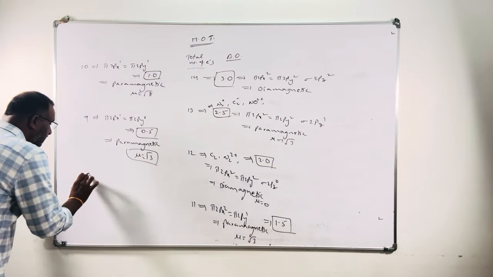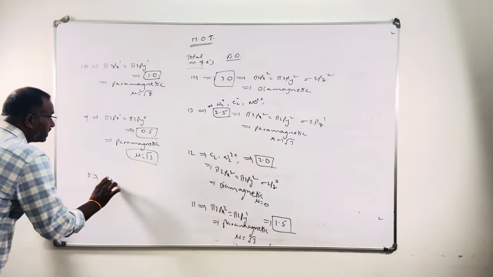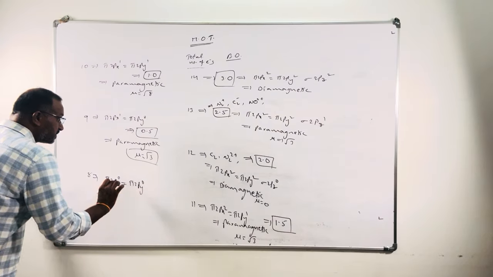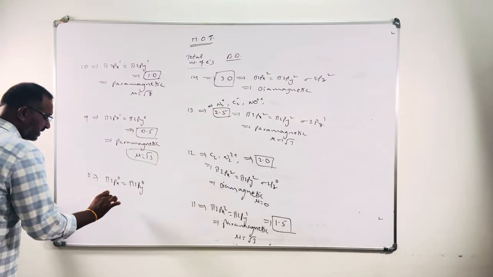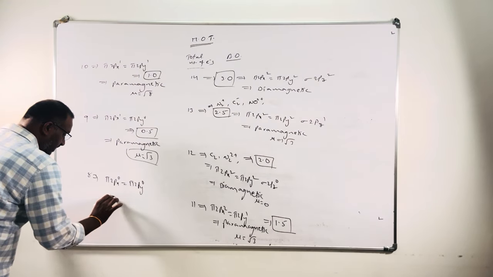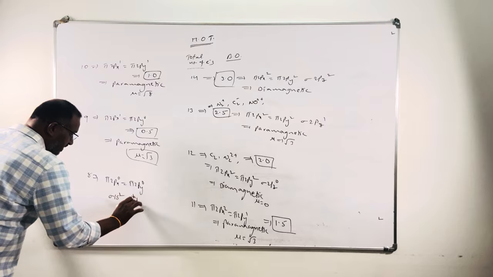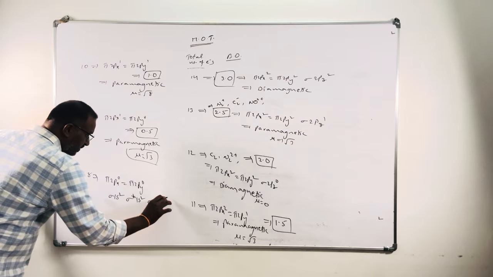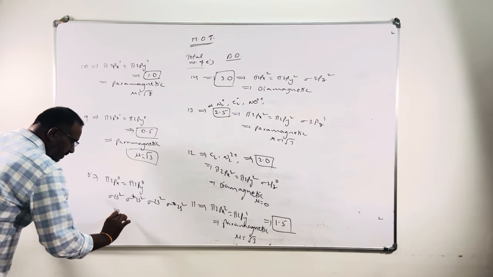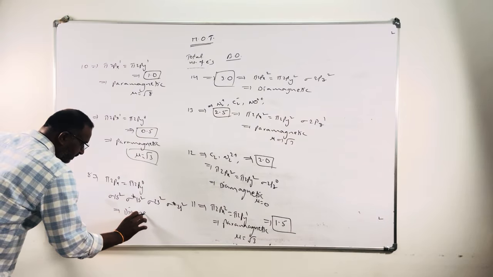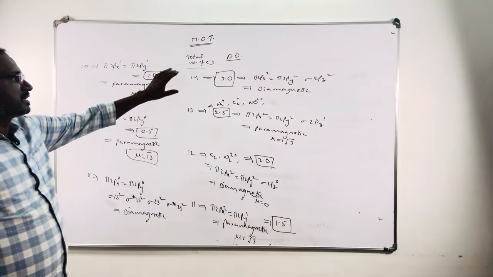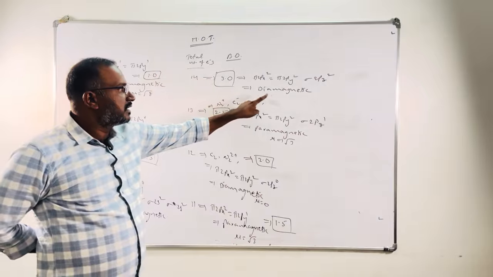And if total electrons are 8, its configuration is pi 2px0 equal to pi 2py0. That is 8 electrons means sigma 1s2, sigma star 1s2, sigma 2s2, sigma star 2s2 will be there. So here also all are paired, that's why it is diamagnetic. Remember, if total electrons 14, bond order 3, diamagnetic.